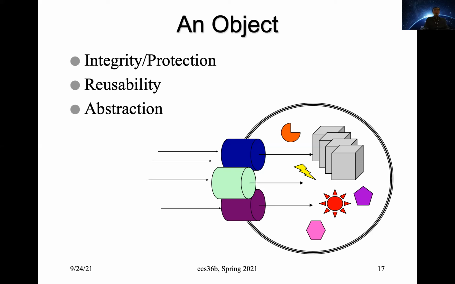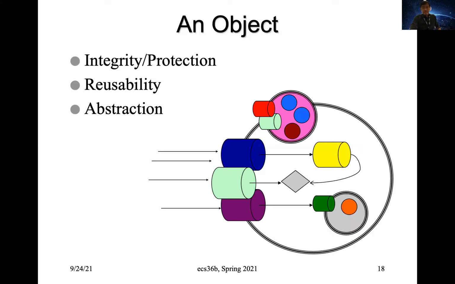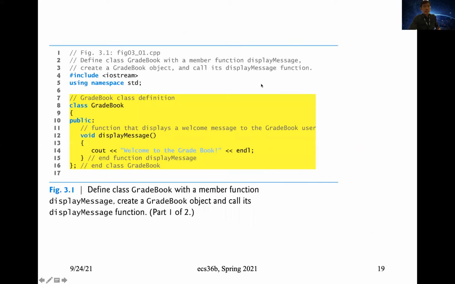I'm going to start showing you some code. So this is an example from the textbook. There is a class called Gradebook.